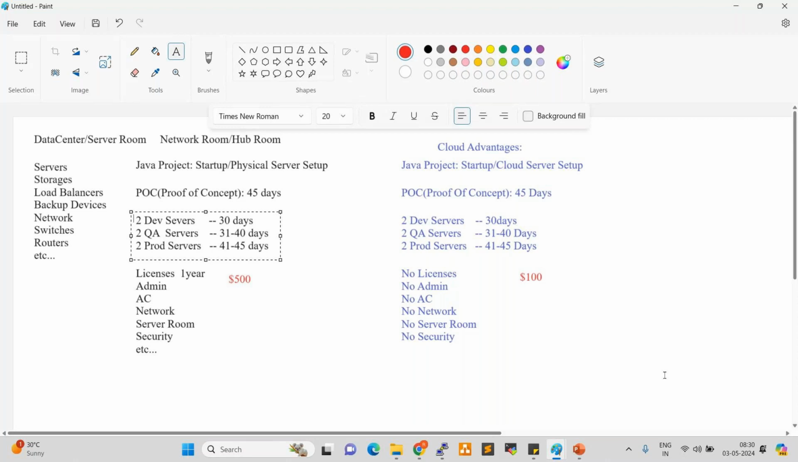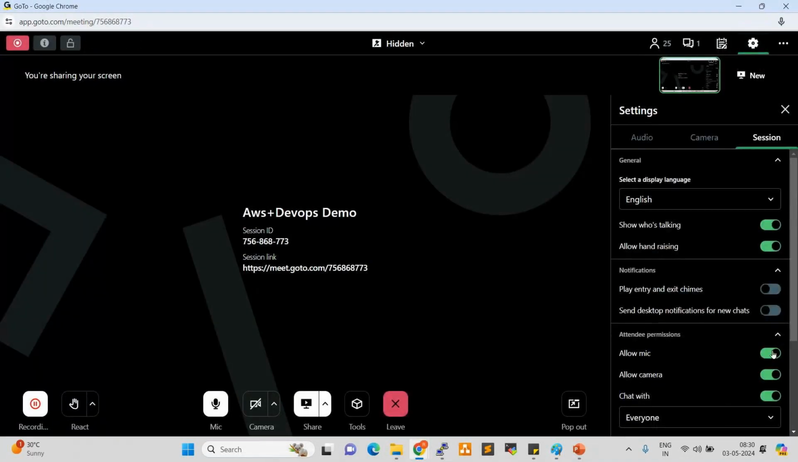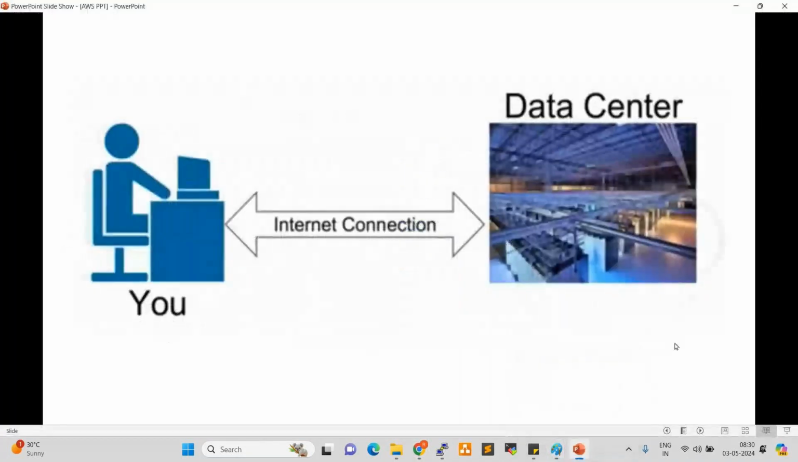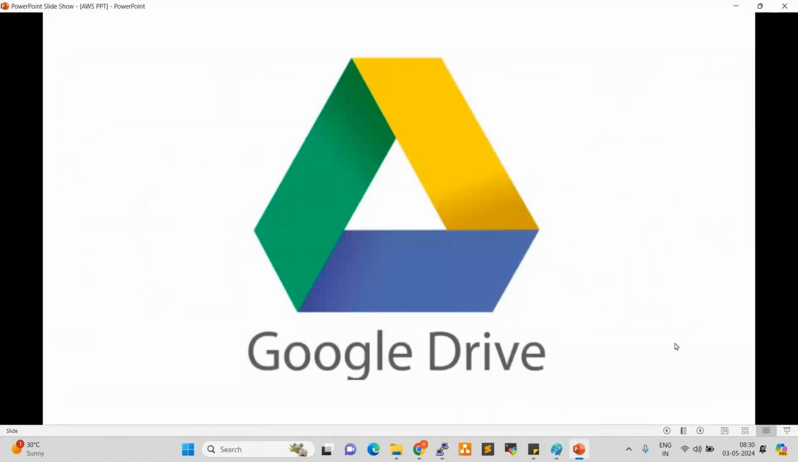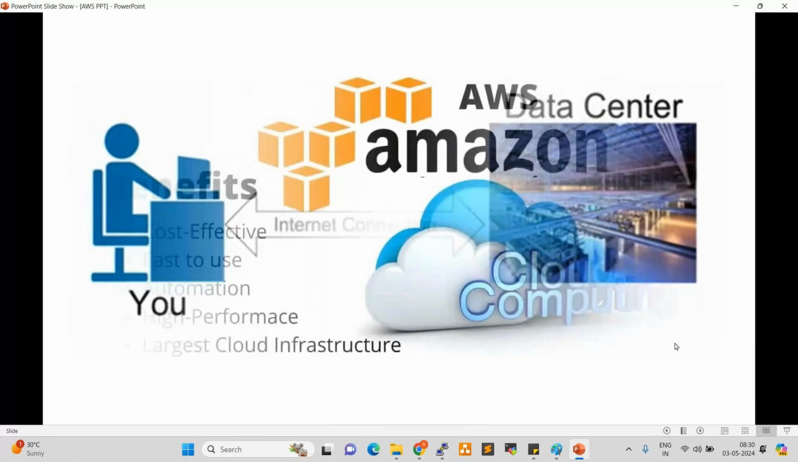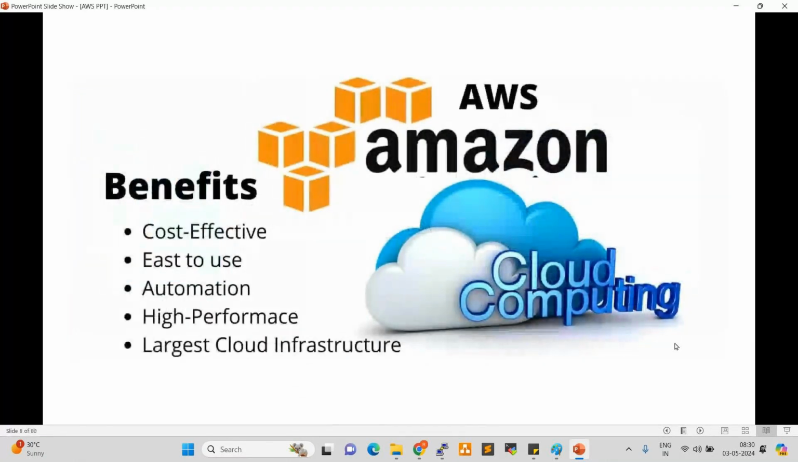Now let's move to the next slide. When you upload any data into Google Drive, the data is directly uploaded into a Google data center, right? Next one. See here, benefits of cloud computing: cost effectiveness, cost will be reduced; easy to use; automation; high performance, the largest cloud infrastructure.